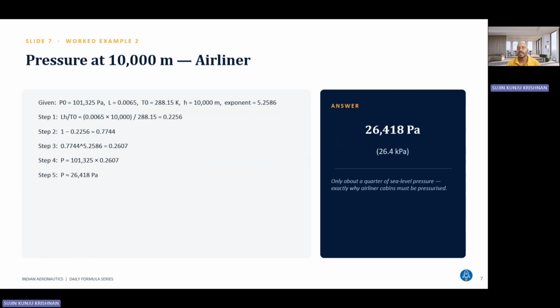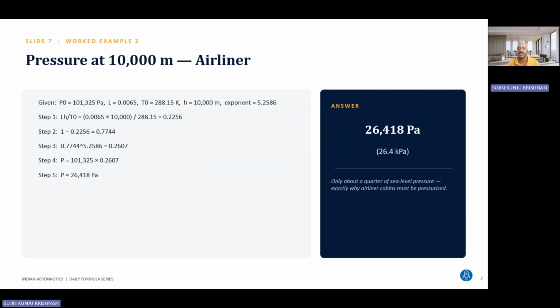Now, three quick mistakes to avoid. First, always compute the inner bracket completely before applying the exponent. Don't try to combine steps in your head. Second, the exponent of 5.2586 is fixed for this formula only because it depends on g, R, and the standard L. If your question changes L, you must recalculate the exponent. Don't assume it's always 5.2586.